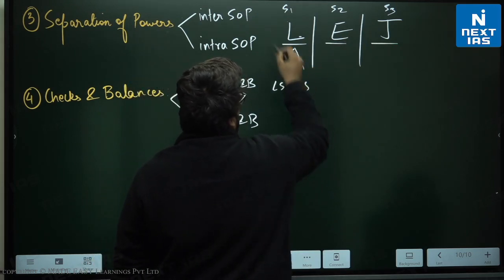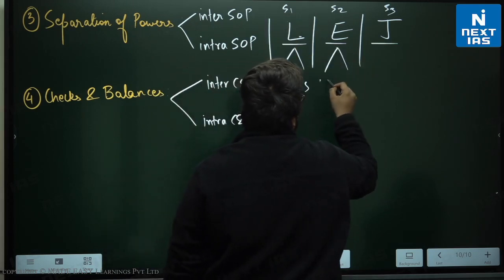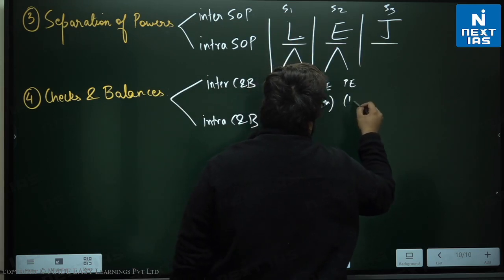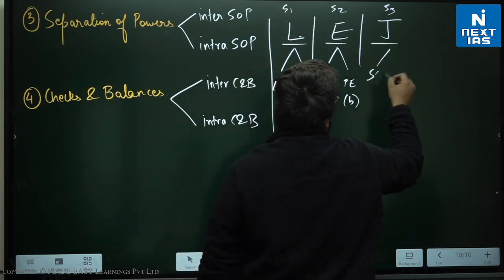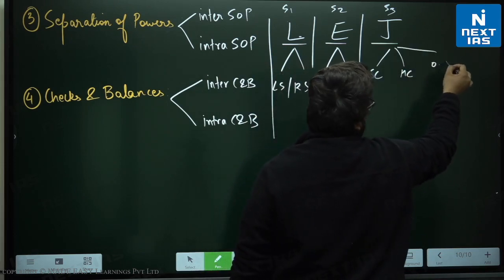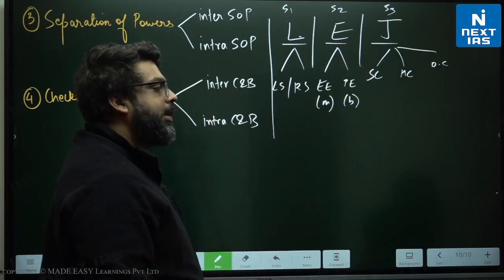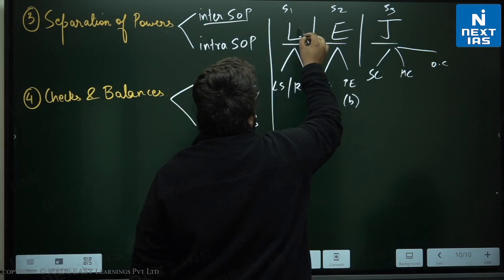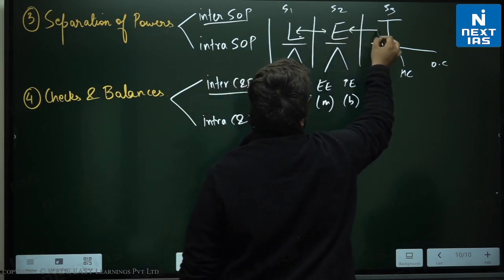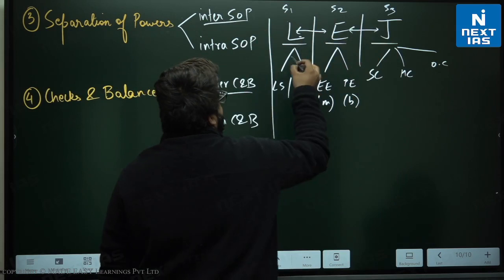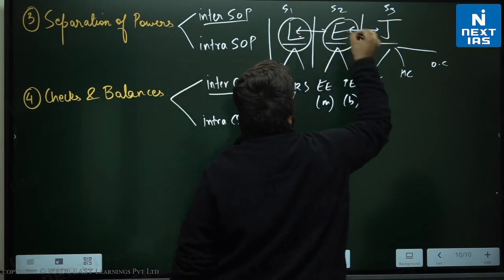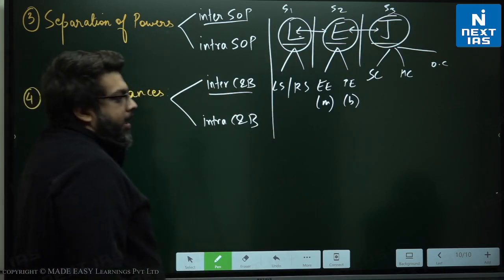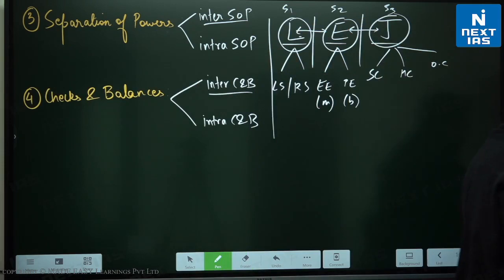For example, Lok Sabha, Rajya Sabha. Inside E, that is elected executive, permanent executive, which is nothing but Mantri and Babu. And judiciary means Supreme Court, High Court and other courts. So, inter-separation of powers and inter-checks and balances is between L, E and J, and intra means inside L, inside E and inside J.